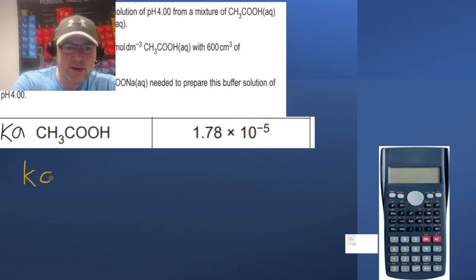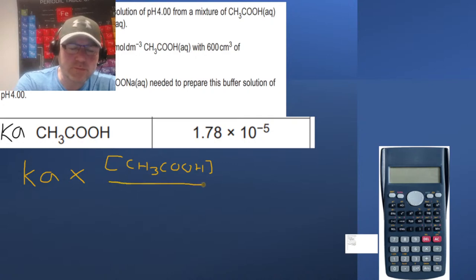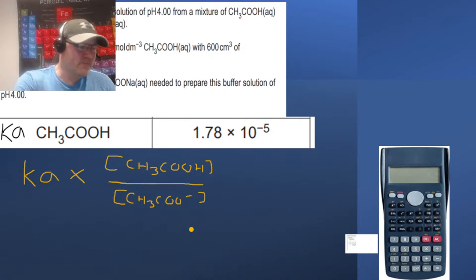Okay, we want to do the Ka, remember. Now, I can write acid over salt, but I'm going to write the acid. You can just memorize it's Ka times acid over the salt. It's actually not the salt. You're actually doing it over the sodium ethanoate ions. Remember the assumption? We assume the salt fully dissociates. So we're actually doing that.